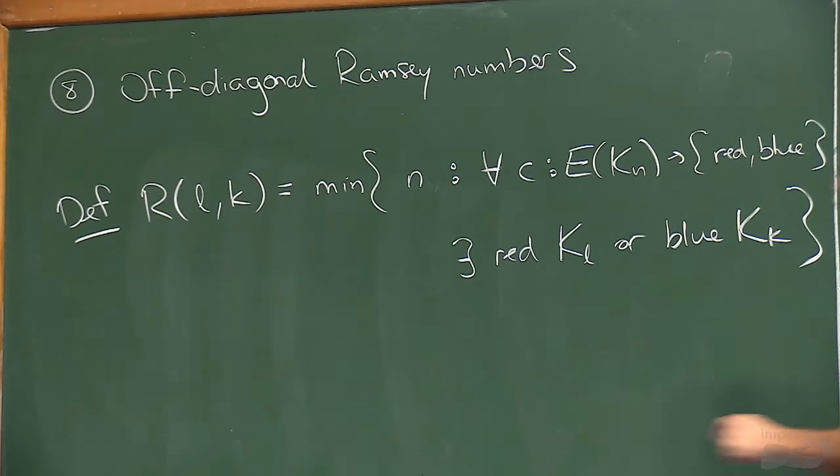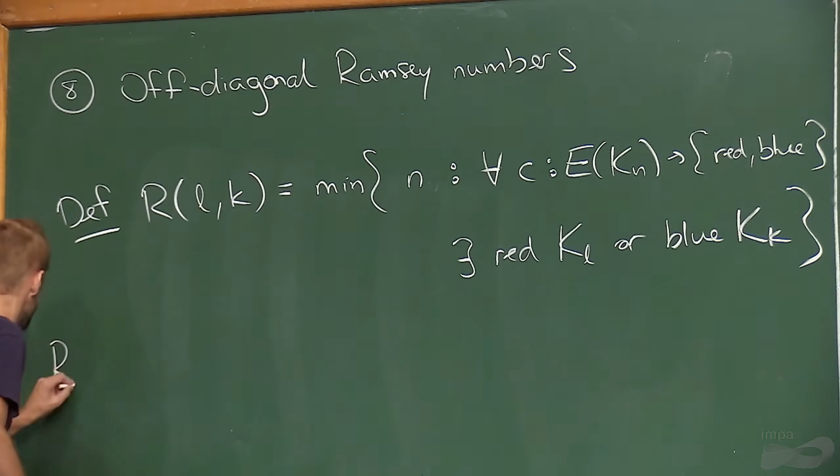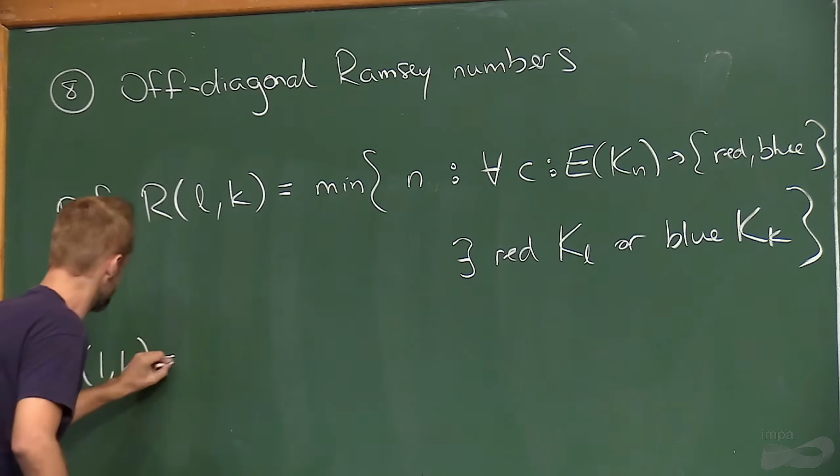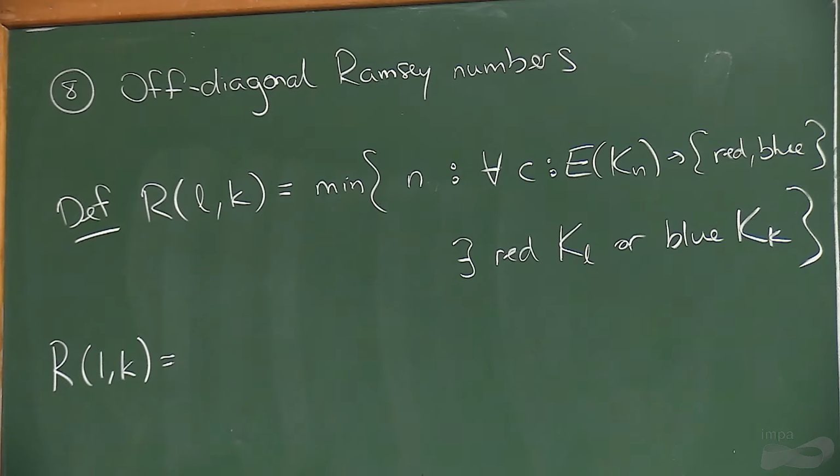Okay, so just to check we understand the definition, what is R(1, k) equal to? You would, a red K_1 is enough, so 1. Exactly. Very good. Thank you. One vertex is already a red K_1, just a vertex. There's no edges. Okay, so that was easy.